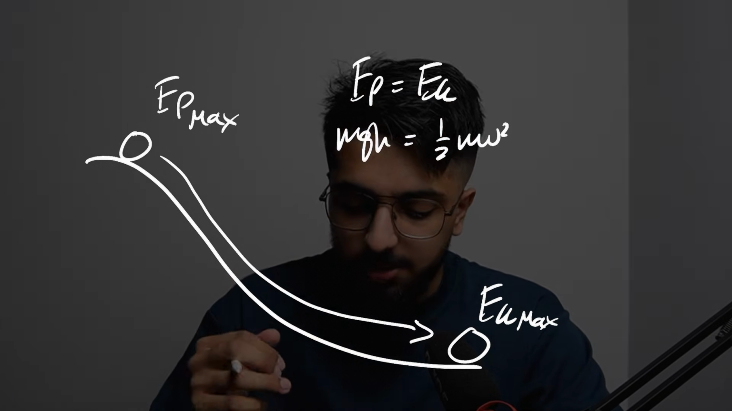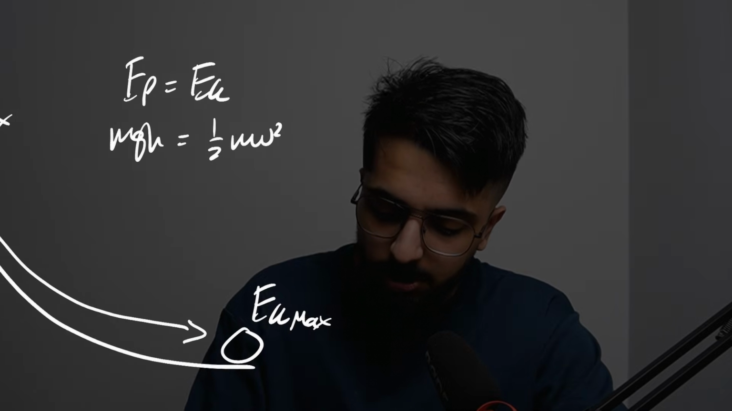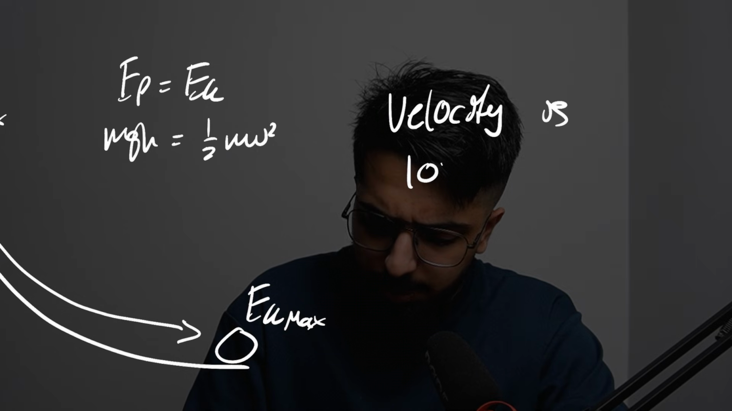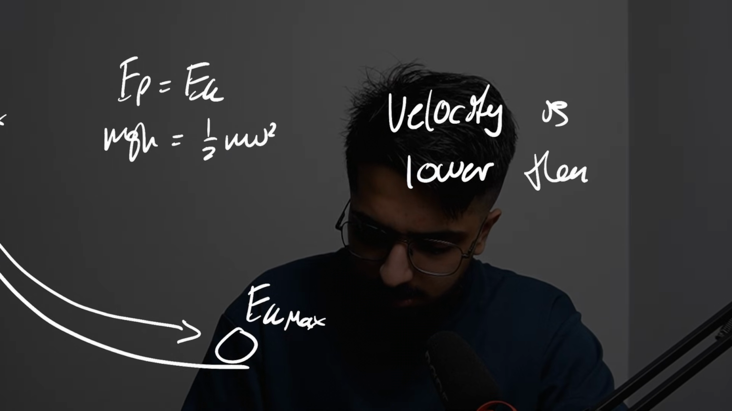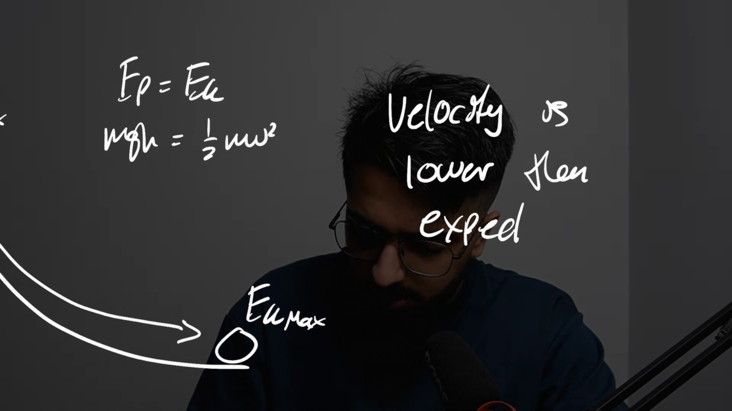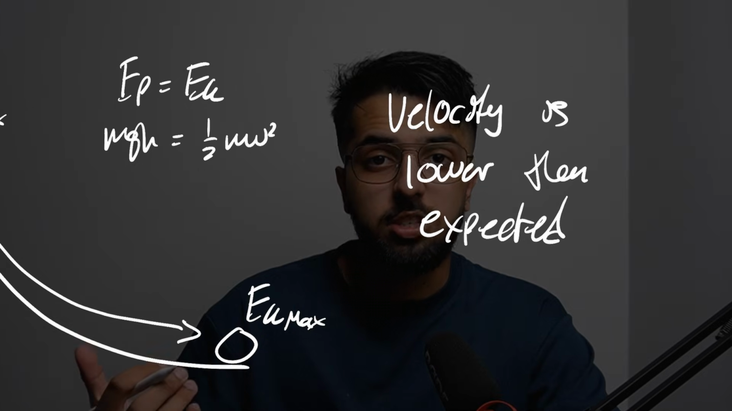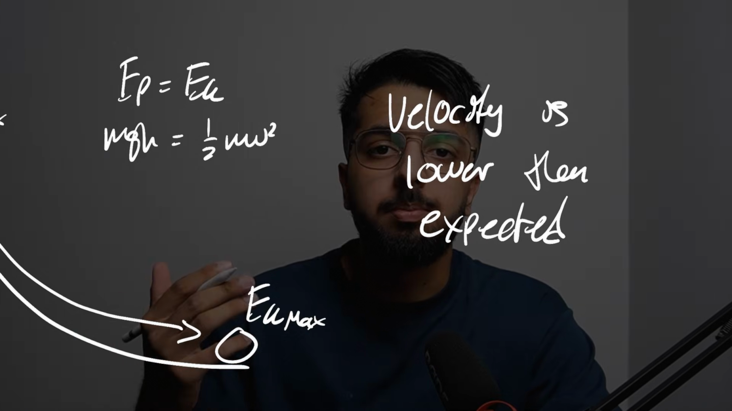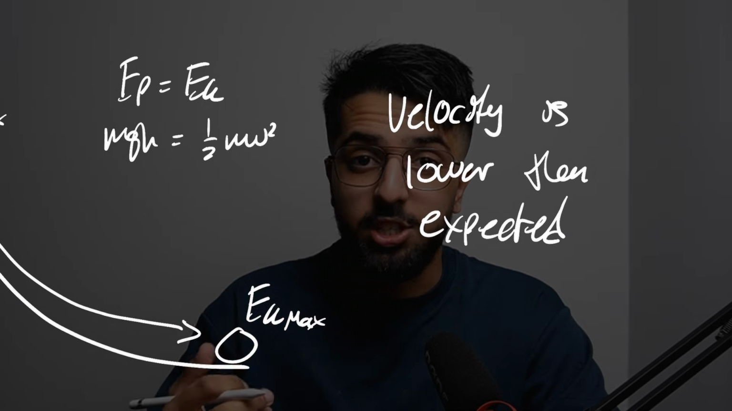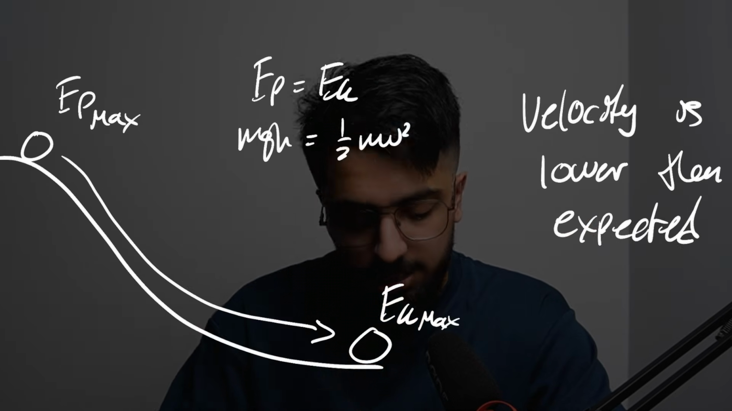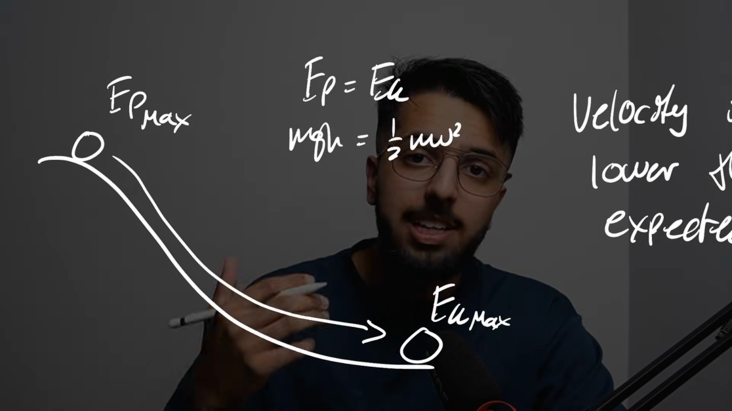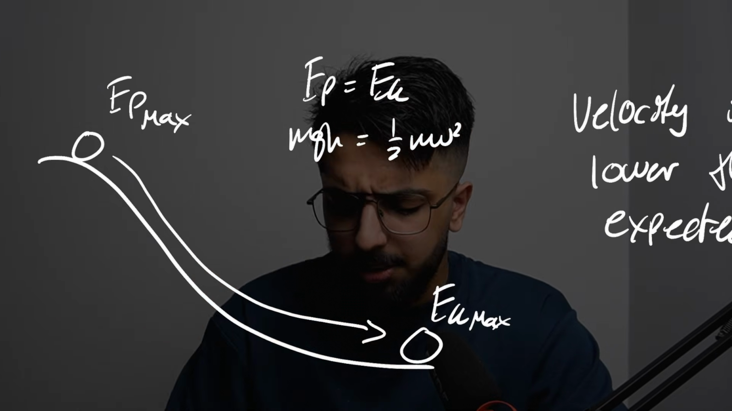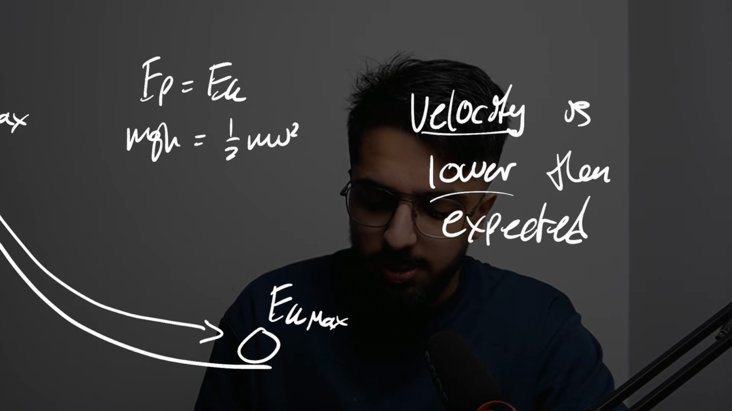However, when we do carry out this calculation, our velocity is lower than expected. So the question is, why is this? Well, our first thought may be that some of the energy is lost to friction and heat, and you'd be correct, that is the case. However, even if we correct for this energy loss, the velocity is still lower than expected.